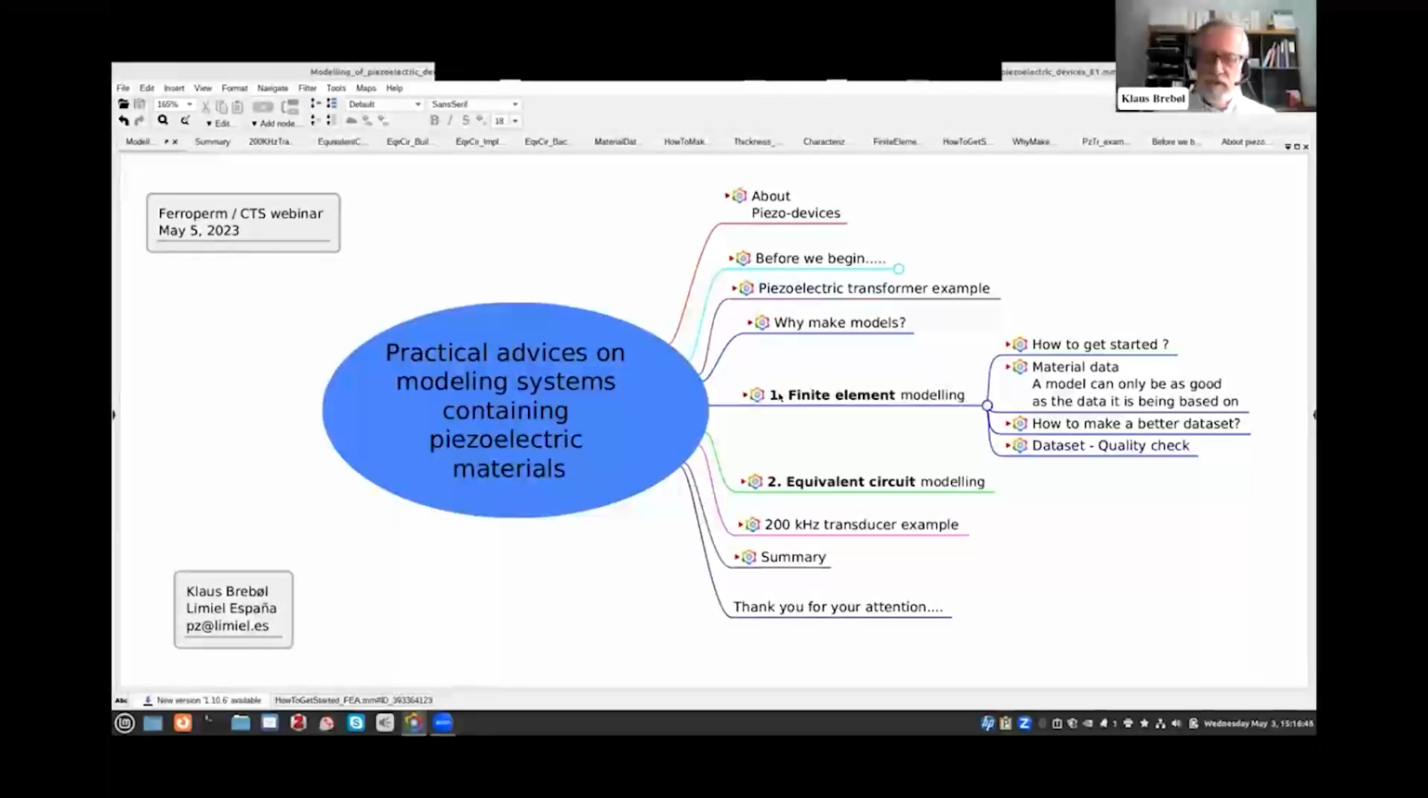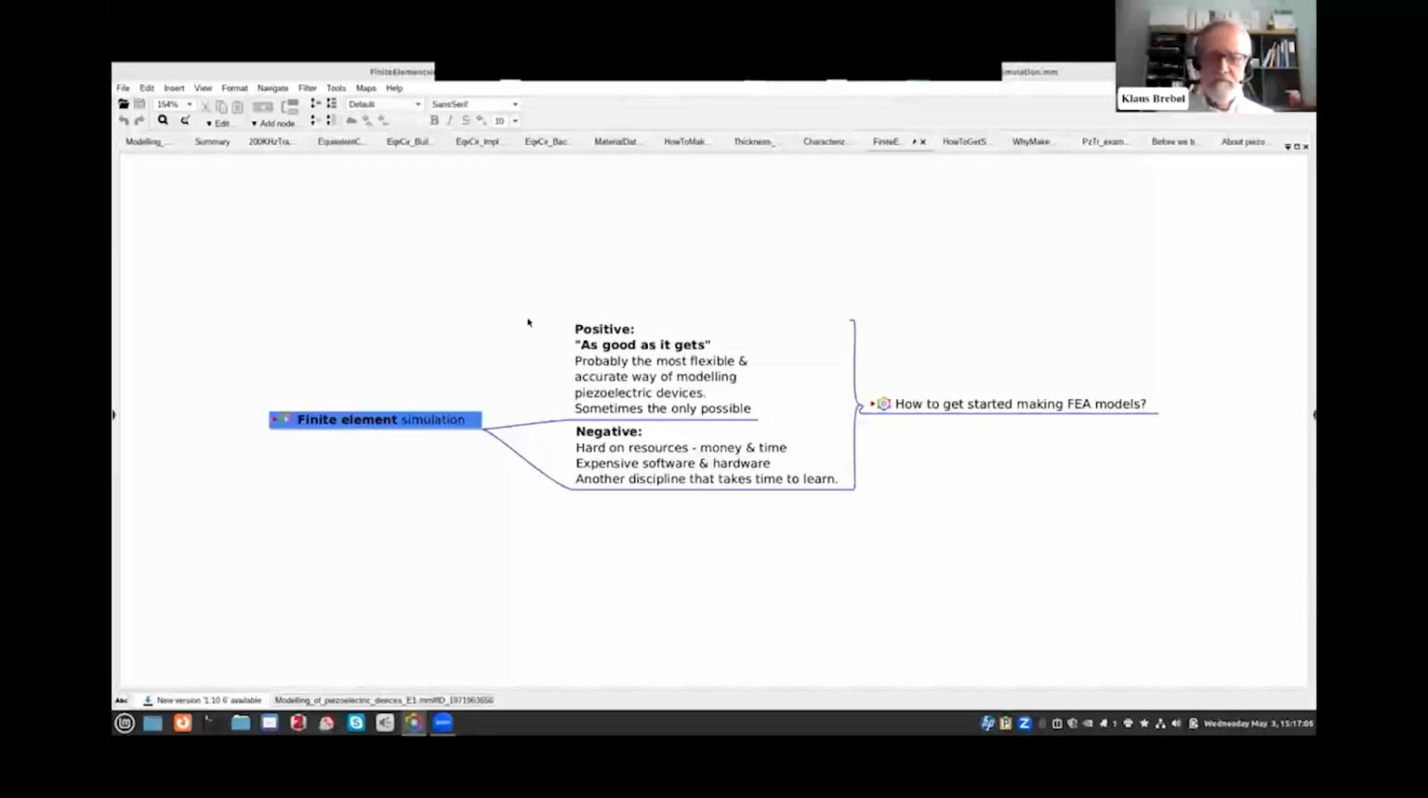And then we arrive at the point where we are going to talk about today's two different ways of making models. And I'll begin with the finite element modeling, because it is in here that I show something that can be used later in the equivalent circuit models. So let's begin here. The positive thing you can say about finite element simulations is that they are as good as it gets. It's probably the most flexible and accurate way of modeling piezoelectric devices, and sometimes it's even the only possible way. The negative is that it's hard on resources, both money and time. You need expensive software and hardware, and it's another discipline that takes time to learn.